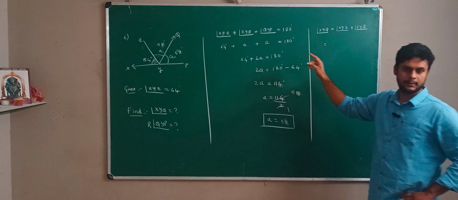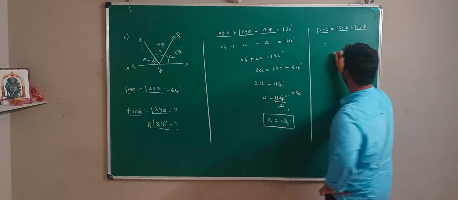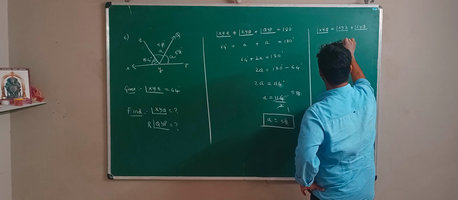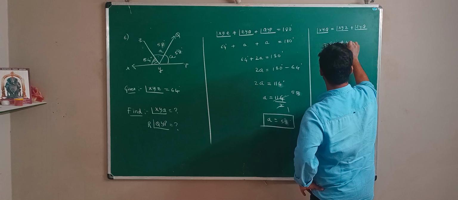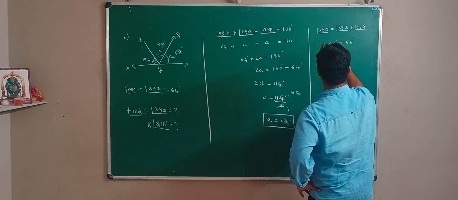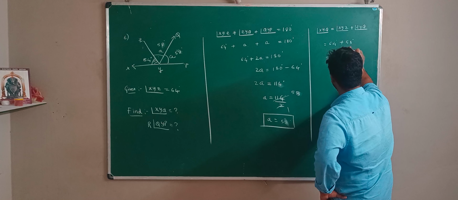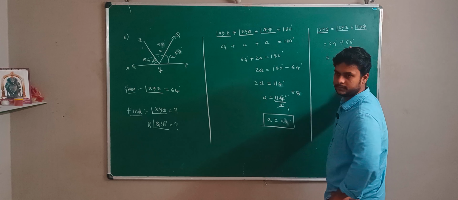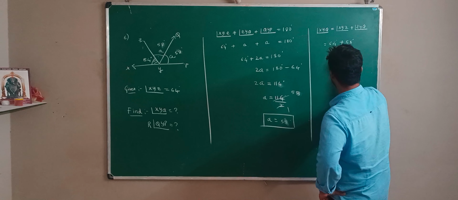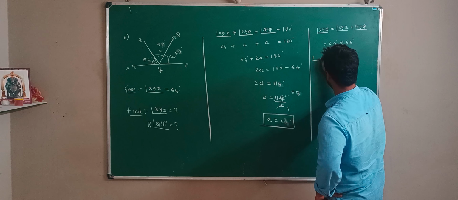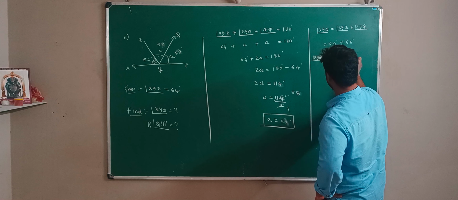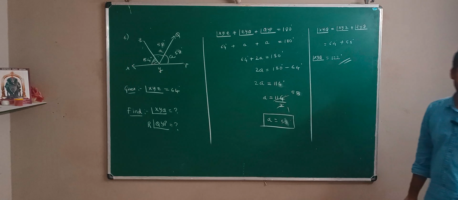Understood or no what I did? How much is XYZ? 64 degree. How much is ZYQ? 58 degree. Now add it. 4, 64, 60, 62, 122. 122. Okay, 122 degree. That is our XYQ. Understood or no? Understood how I did?